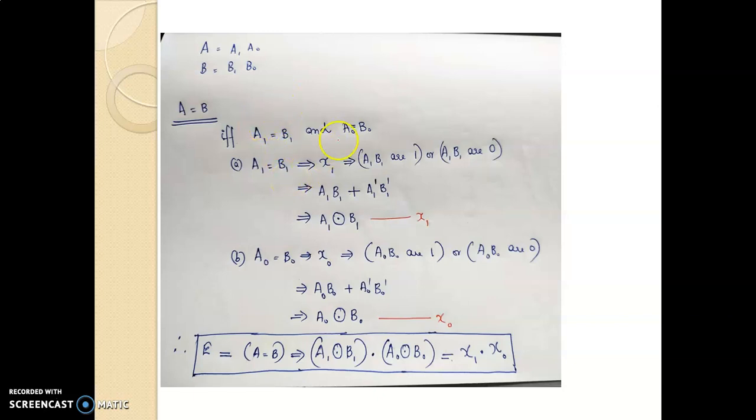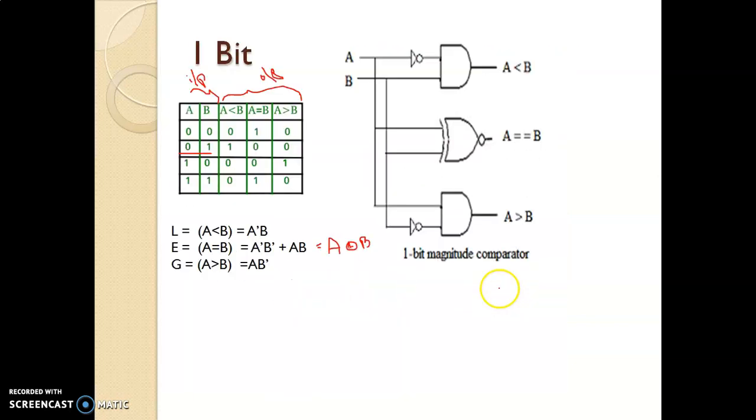Now, when will you say that A0 is equal to B0? A0 is equal to B0 when A0 is equal to 1 and B0 is equal to 1, or A0 is equal to 0 and B0 is equal to 0, isn't it? So that can be represented as A0 B0 plus A0 bar B0 bar. Or in other words, we can say that A0 is equal to B0 when A0 XNOR B0. That is single bits.